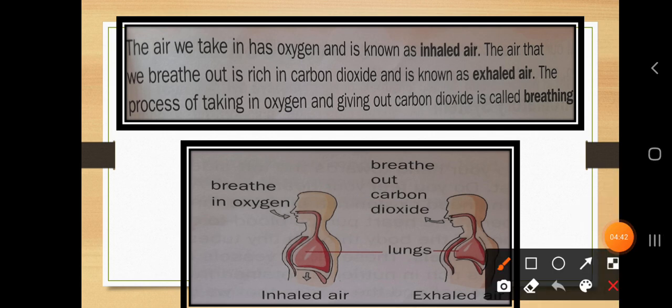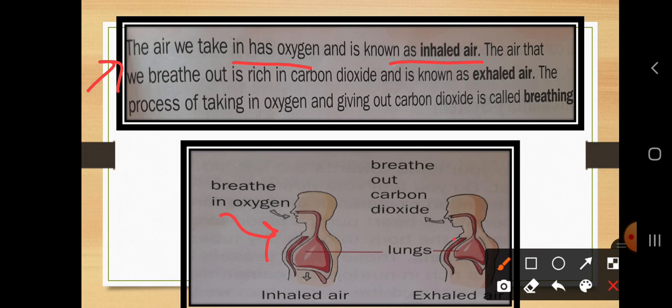Now let's discuss what we are taking as a breath and what we are going to exhale as air. The air we take in has oxygen and is known as inhaled air. What we take in with the breath is the oxygen, and what we are going to breathe out.